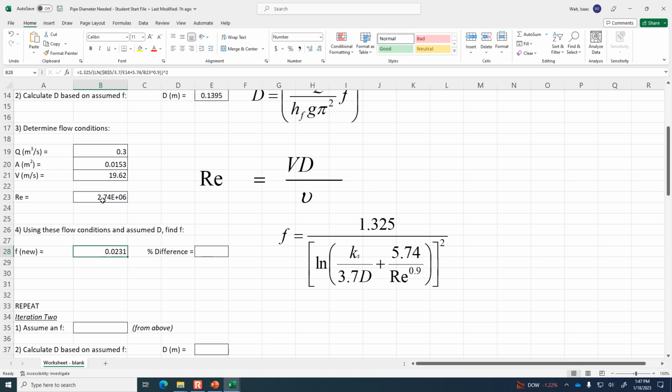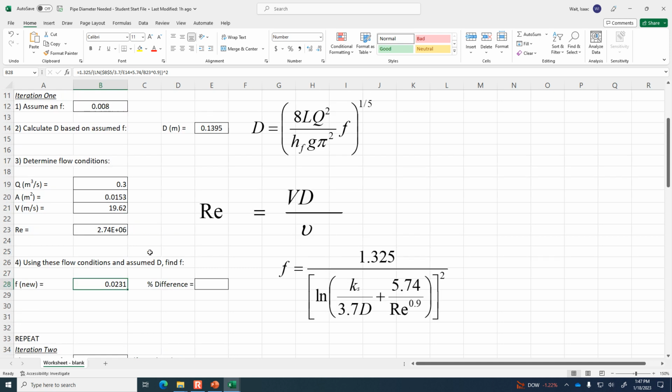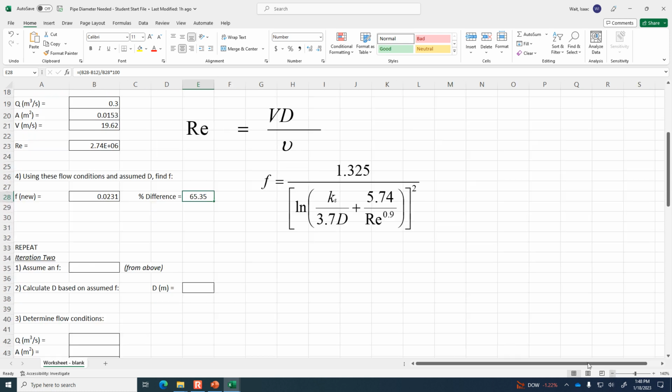So the point is we have a newly updated F value that we got from the Jain equation, and the difference between the old one and the new one is pretty big. So for a percent difference, I'm going to have new minus old divided by new. So new minus old divided by new times 100. So it changed by 65%. Our solution is not yet iterated, not even close. So iteration 2 is going to be a little bit easier because in iteration 2, I'm going to use my new F value that I just got.